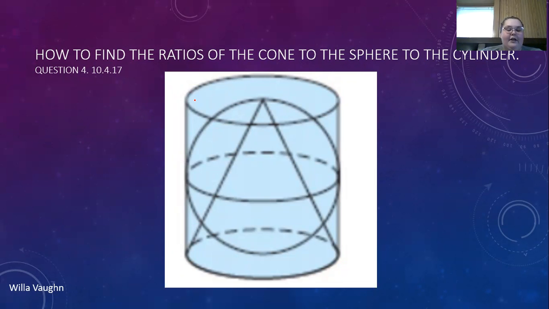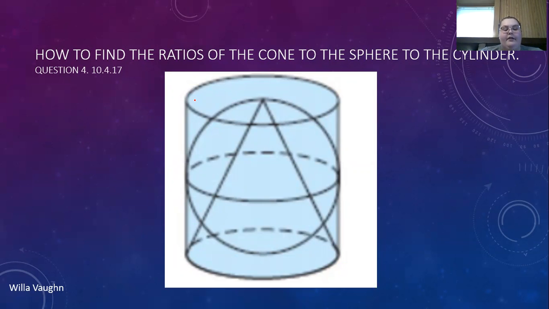The volume of the sphere is 4/3 pi r cubed. And now you just divide the volume of each shape by the volume of the cone, because the volume of the cone is going to represent number 1. So volume of the cone divided by volume of the cone is going to equal 1, ratio 1.